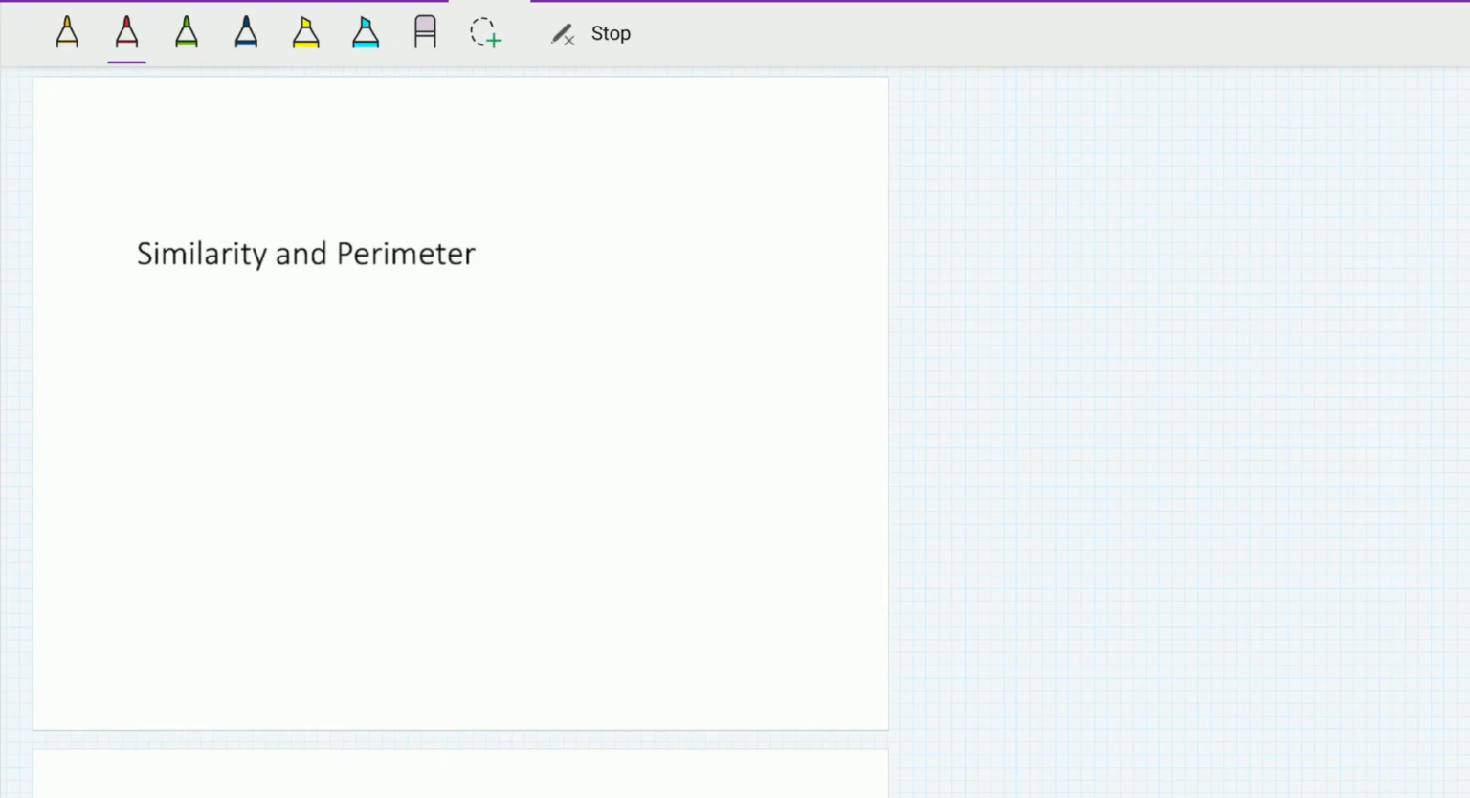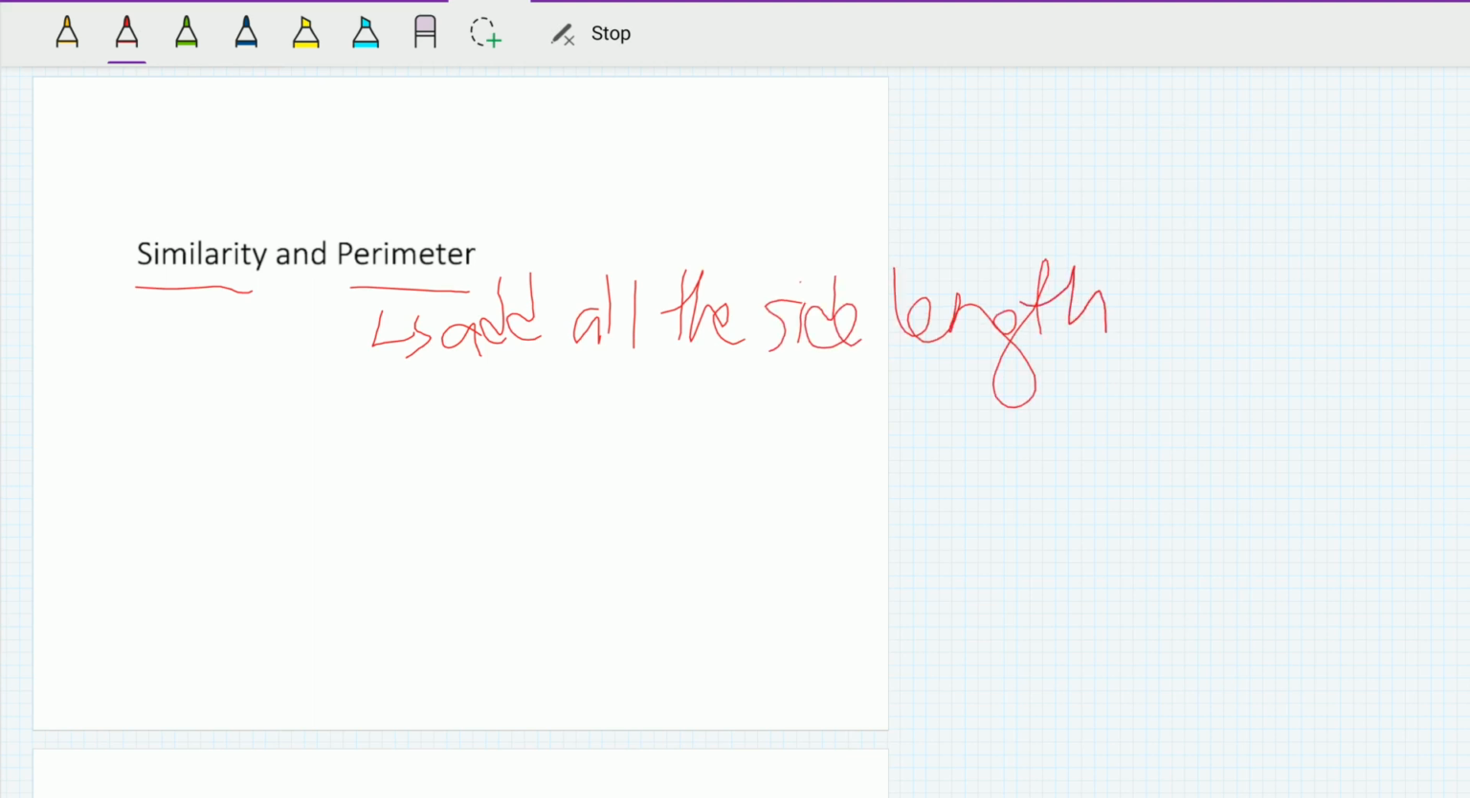This video is going to be connecting two topics: similarity and perimeter. Perimeter is when you add all the side lengths of a shape. And then similarity from before is when you either enlarge or make an object or figure smaller by dilating it by a specific scale factor.